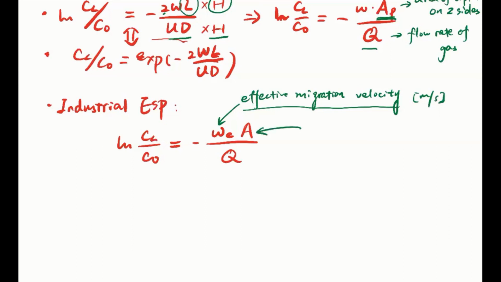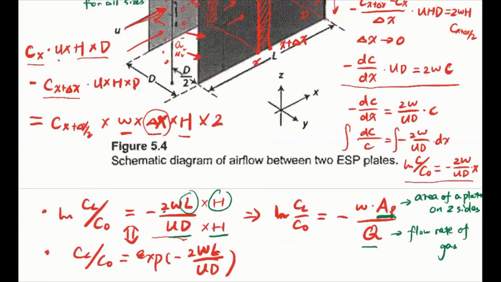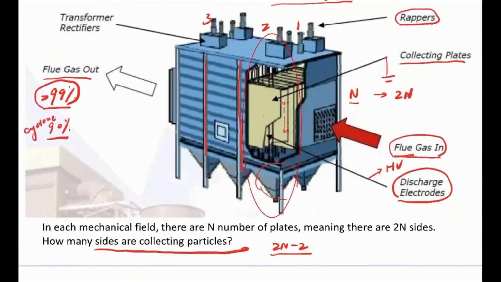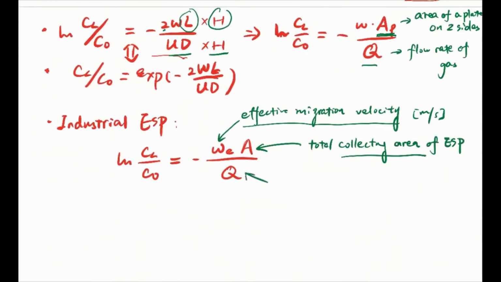A here is the total collecting area of the ESP. Okay, so the collecting area, now you can see how our previous quiz problem play a role here. Okay, so the A here is not the total area of the ESP. It's actually the area that's being used to collect the particles. So for example, if we're talking about this ESP here, then the collecting area should be 2n minus 2 multiplied by h multiplied by L, right? Because we're just using 2n minus 2 plates, or 2n minus 2 sides to collect the particles. And the Q here is still the flow rate.